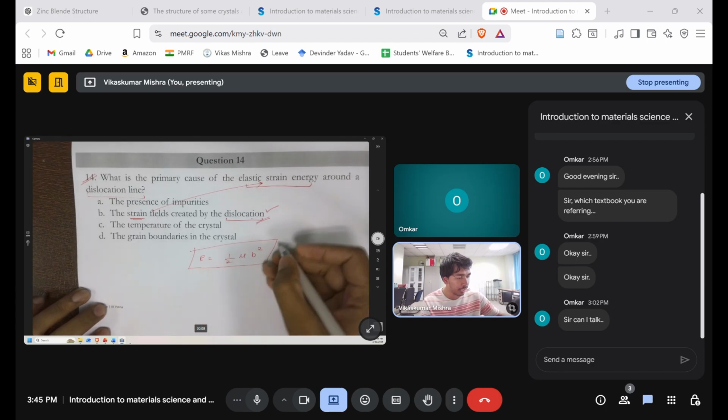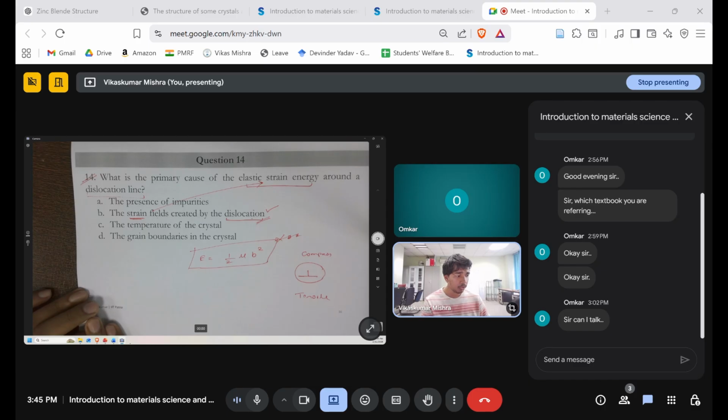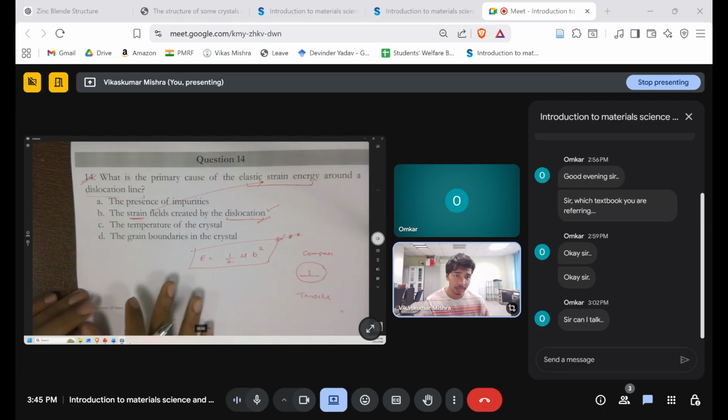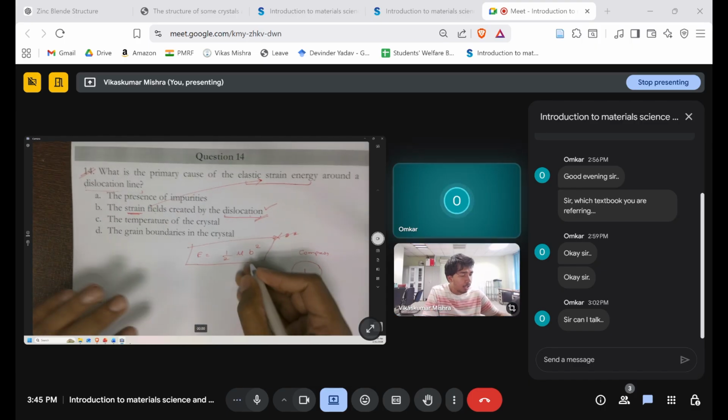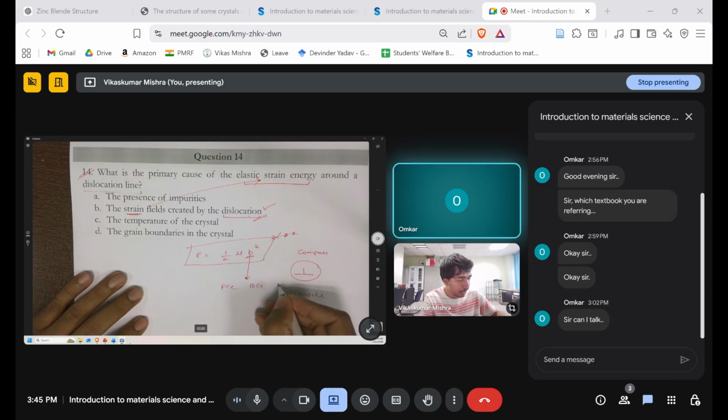A lot of questions can be asked from this in the final exam, or I saw in a couple of the GATE exams also they ask this type of questions. Okay, sir. All we'll need to remember is the Burgers vector for the FCC, BCC, and the simple cube.